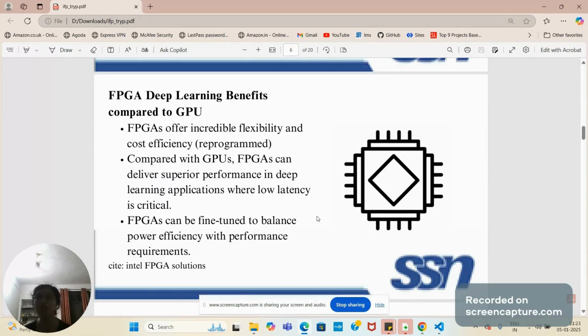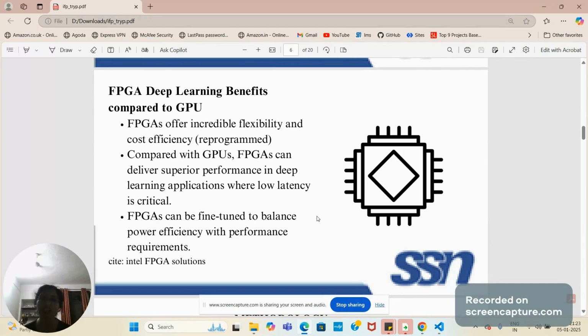So, everyone right now might have this doubt: why exactly would we need an FPGA for deep learning when we can always use GPU acceleration? So, FPGA offers incredible flexibility and cost efficiency when compared to a GPU, because FPGAs can be reprogrammed for several other purposes, but GPUs cannot be reprogrammed. There is one common GPU for all practical purposes, but FPGAs can be modified for different purposes, and so they can be optimized for higher productivity.